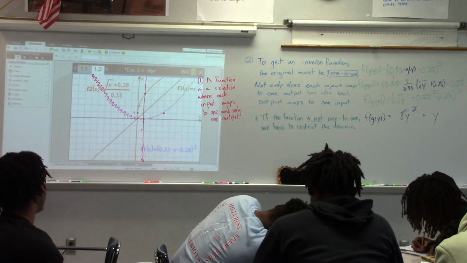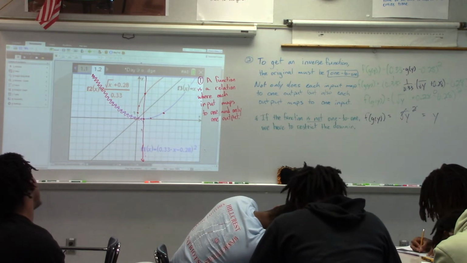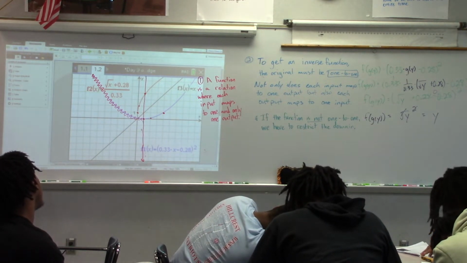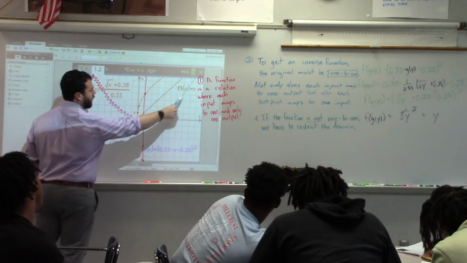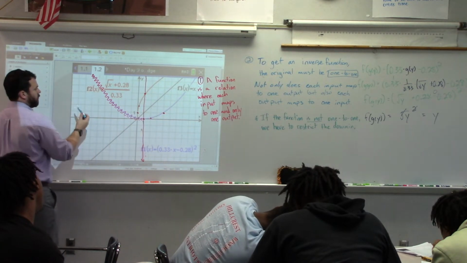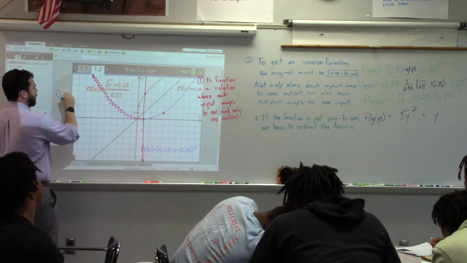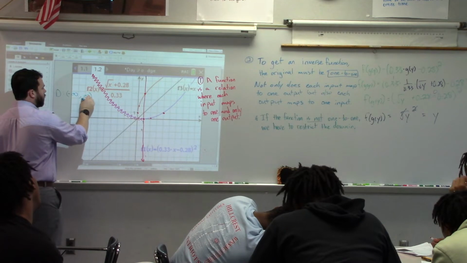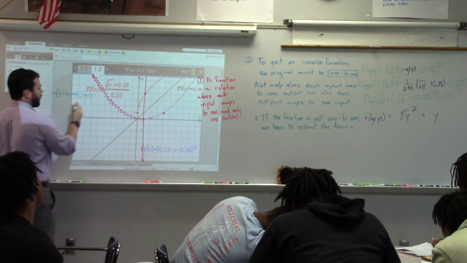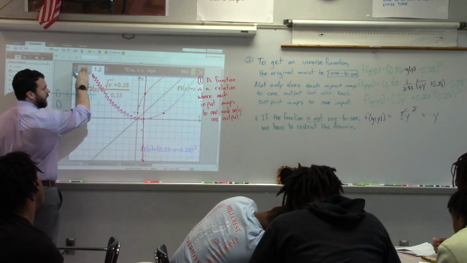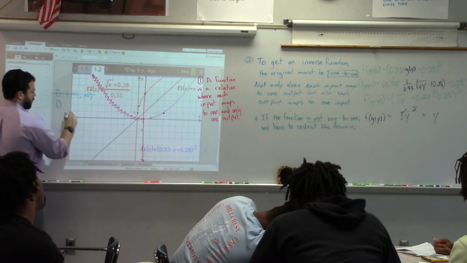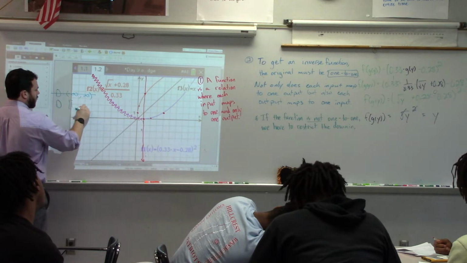And so we want to remember, right, that the domain, is that referring to the x or to the y values? To the x values, right? So what is the domain of this original quadratic function? That domain would have been negative infinity to positive infinity. But if I restrict the domain, what is the domain now? So I'm taking out all of this stuff. So it'd be 1 to positive infinity.